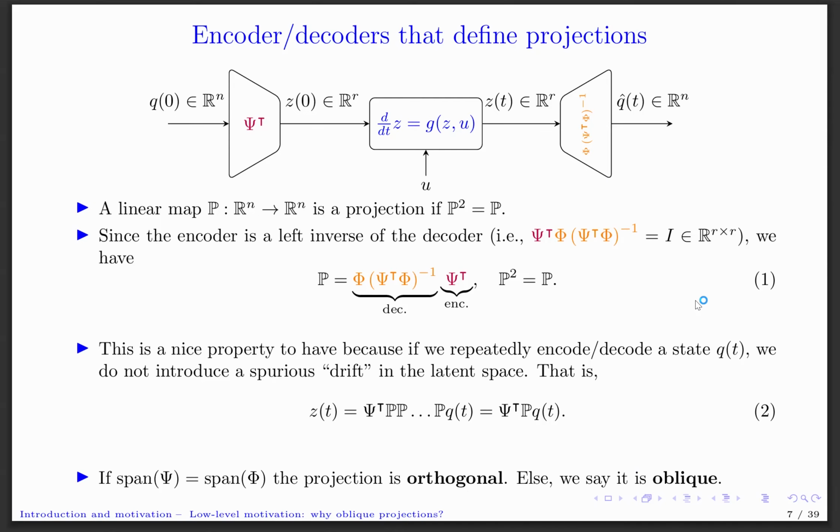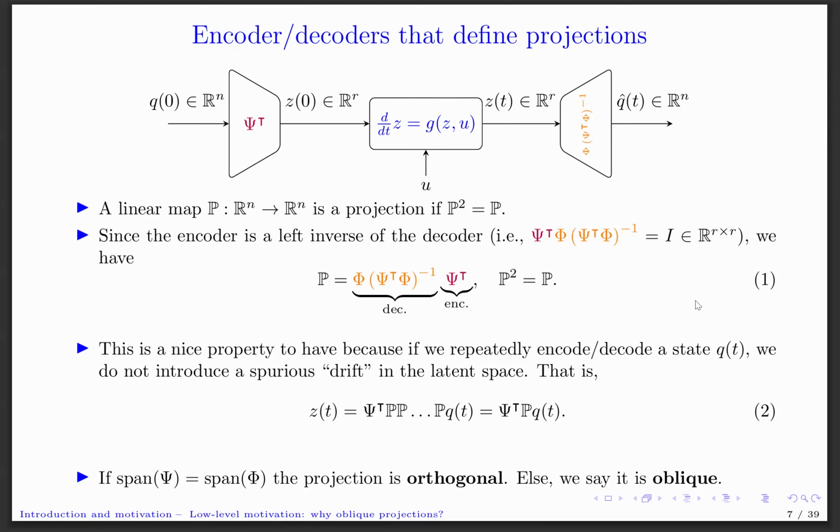Okay, and then just as a note in passing, this is somewhat important. If the span of psi is equal to the span of the encoder, the decoder, then the projection is orthogonal. Otherwise, we say it is oblique.